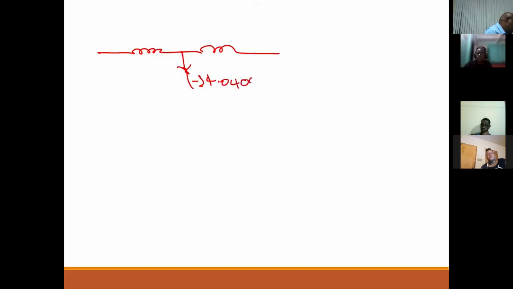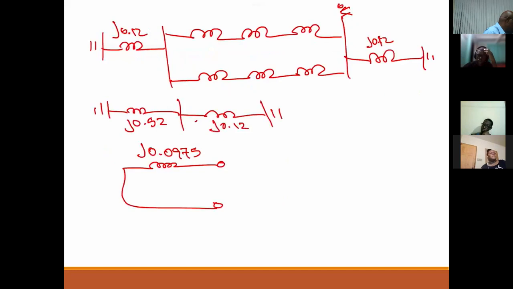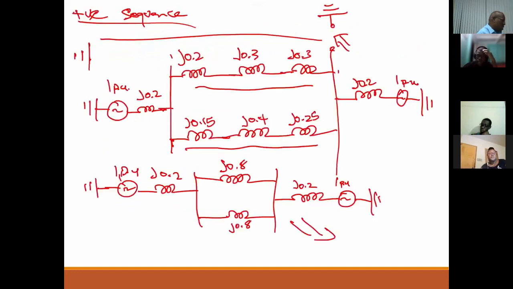4.04. Good. And the reactances you had at this stage were 0.6 and 0.2. Good. But if you go back to the circuit where we looked at the positive sequence, you would see that over here we have our 0.2. Agreed?